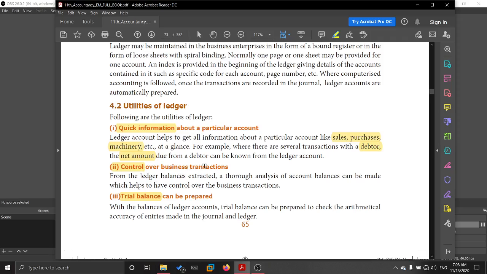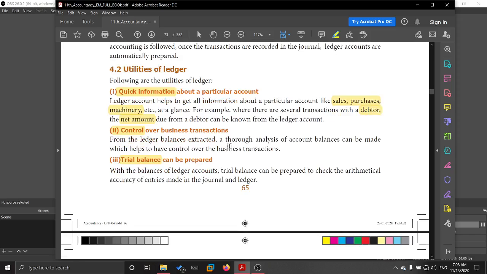Next, control over business transactions. How can you have a control? The ledger balance extracted, a thorough analysis of account balance can be made, which can help to have control over the business transaction. The ledger at a glance நம்ம பார்க்கும்போதே நம்மளுக்கு அந்த amount financial position amount வச்சு நம்ம வந்து decide பண்ணலாம். Okay, whether there is too much of debit or too much of credit. So based on that we can have an analysis of the account, and from the balances we can have a control over the business transaction.